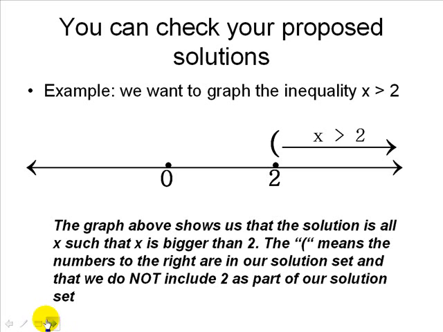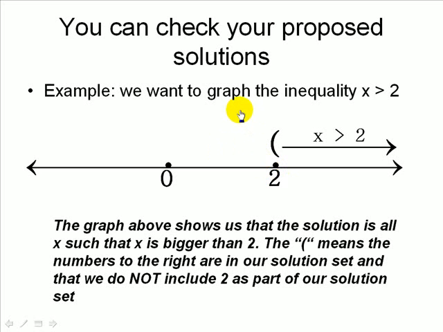You can check your proposed solutions. For example, we want to graph the inequality x greater than 2. You start out by drawing a number line, finding your point of orientation, labeling it 0. This inequality is about 2, so find it on the number line and label it. And then decide to the left or the right of 2 will be numbers that make that inequality true.